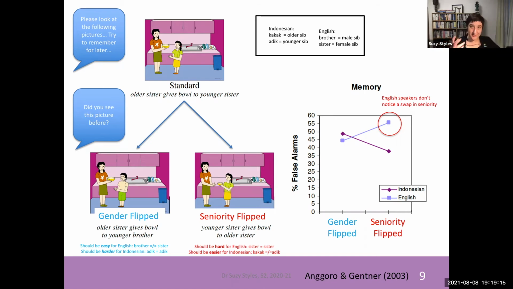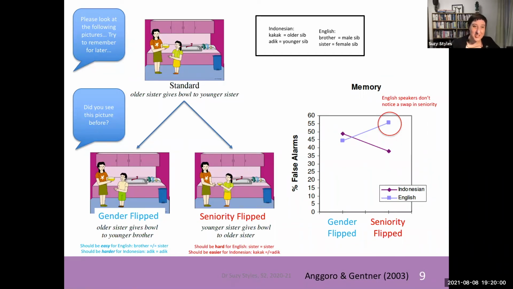So in the standard picture that was presented during the exposure phase of the trial, we have two sisters handing a bowl between them. The older sister is handing a bowl to the younger sister. In the test phase, which comes some minutes later after participants have had a chance to forget all about the pictures that they've seen, they saw a series of pictures that sometimes were identical to scenes that they had seen before, and sometimes had a variation on the image that they had seen before. The variation involved either reversing the gender of one of the participants in the picture or reversing the seniority of the different agents involved in the action.